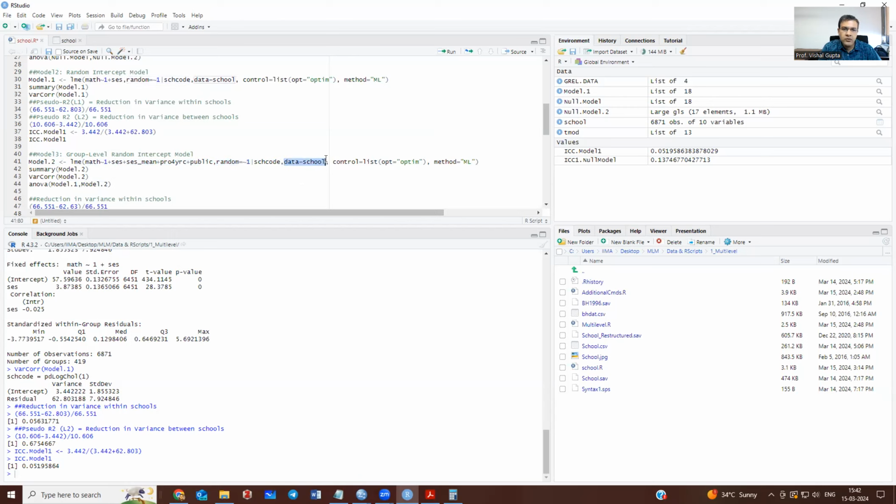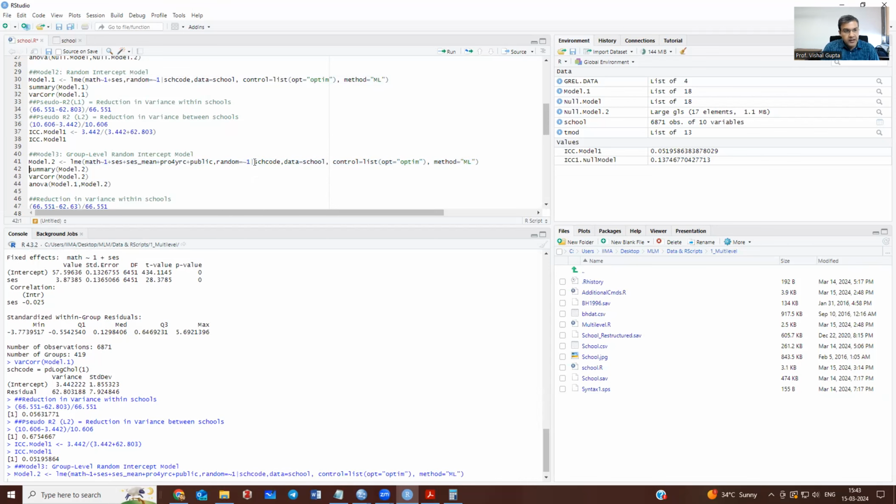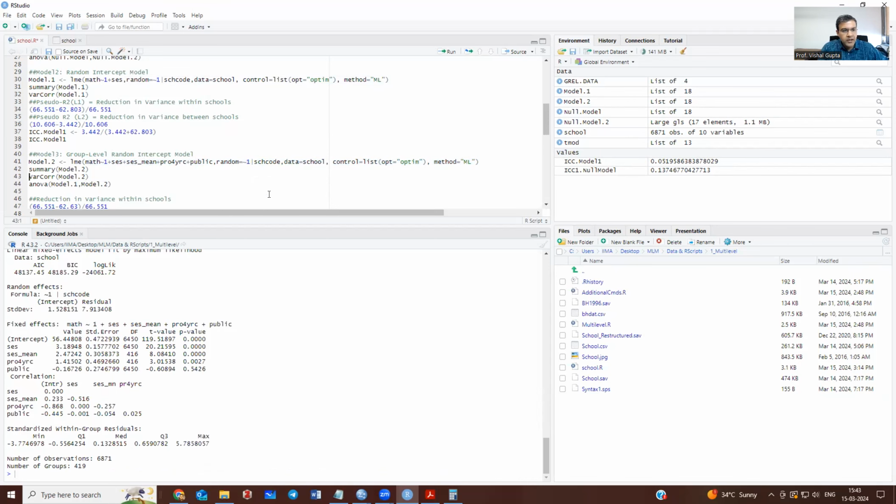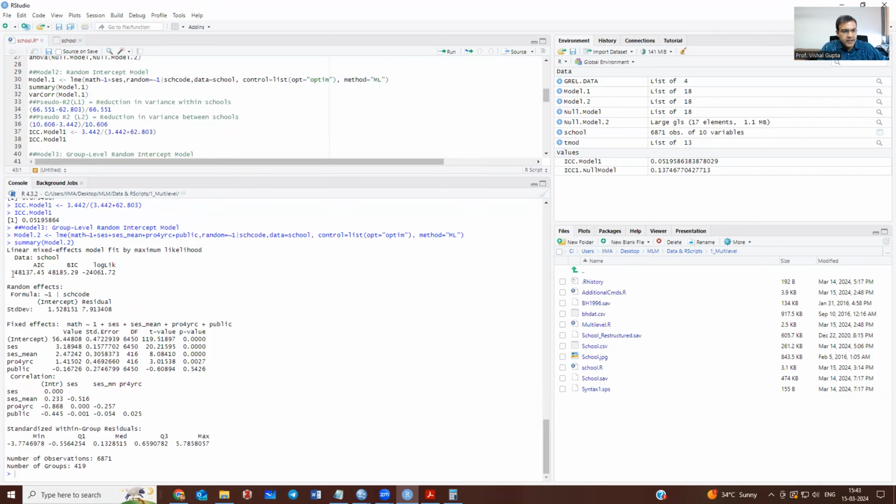Data is equal to school, and then these are the two things that we will now always write. It doesn't make a difference, so you don't have to make any change here, even for your models. You will just have to change this part of the command. So now when we run this and do the summary, you see we get the same. You get your fit indices. Again you get the random effects, standard deviation of U0j and Rij.